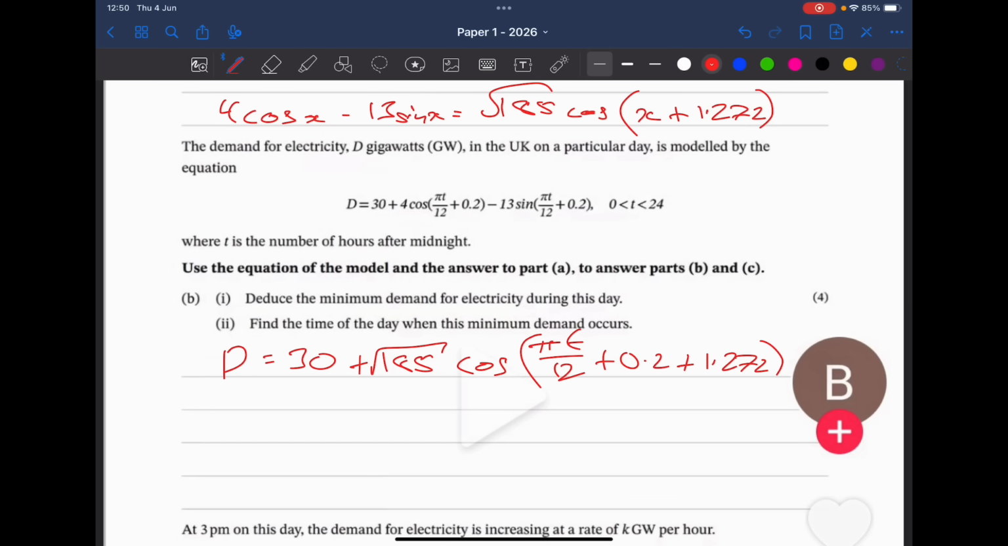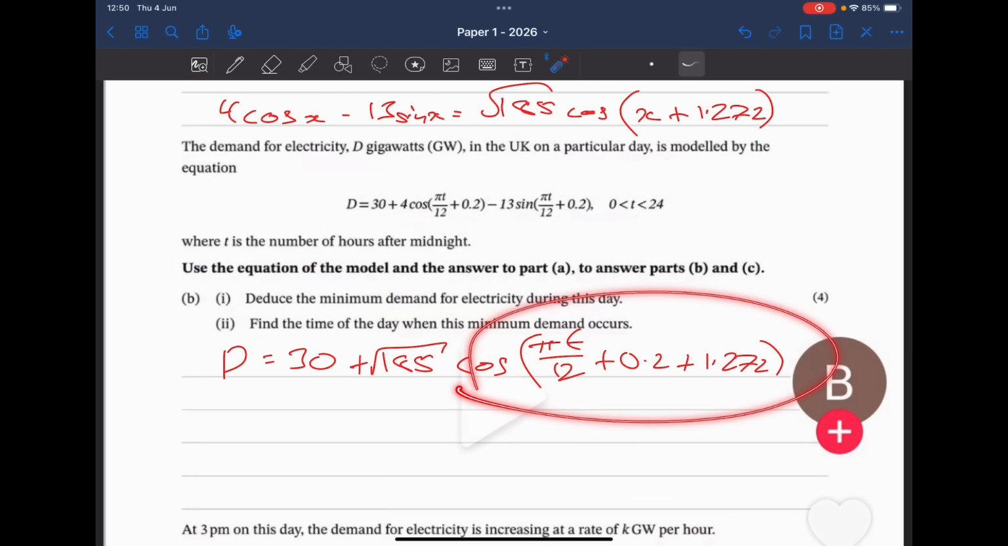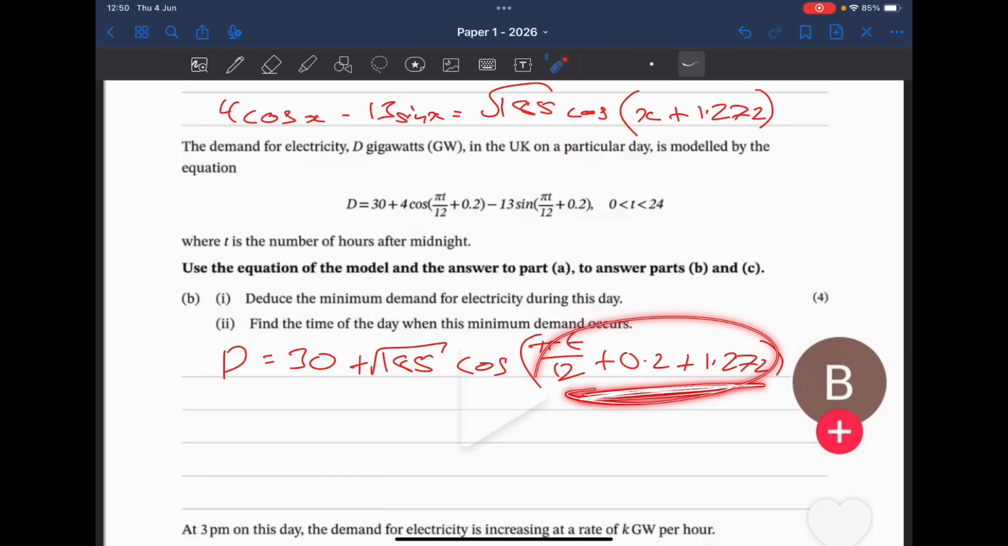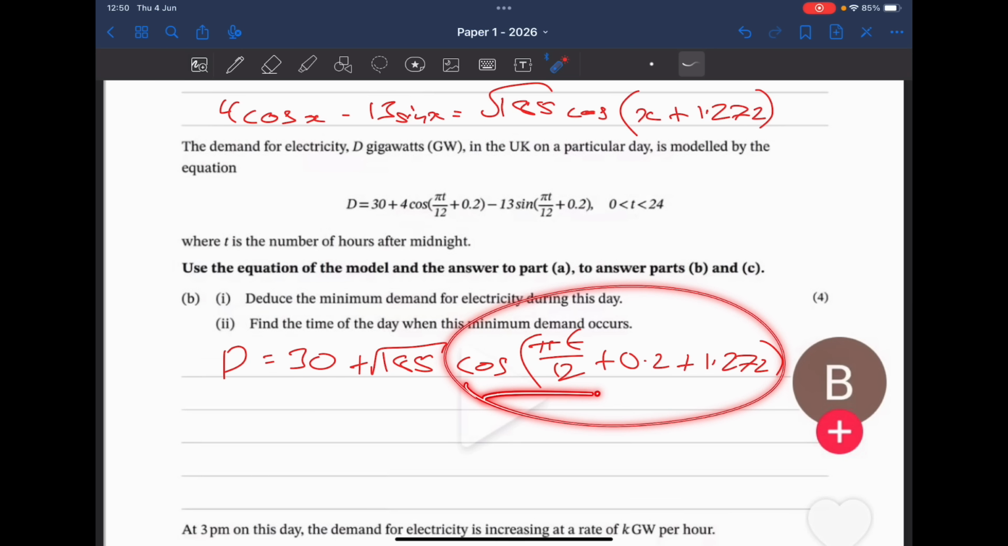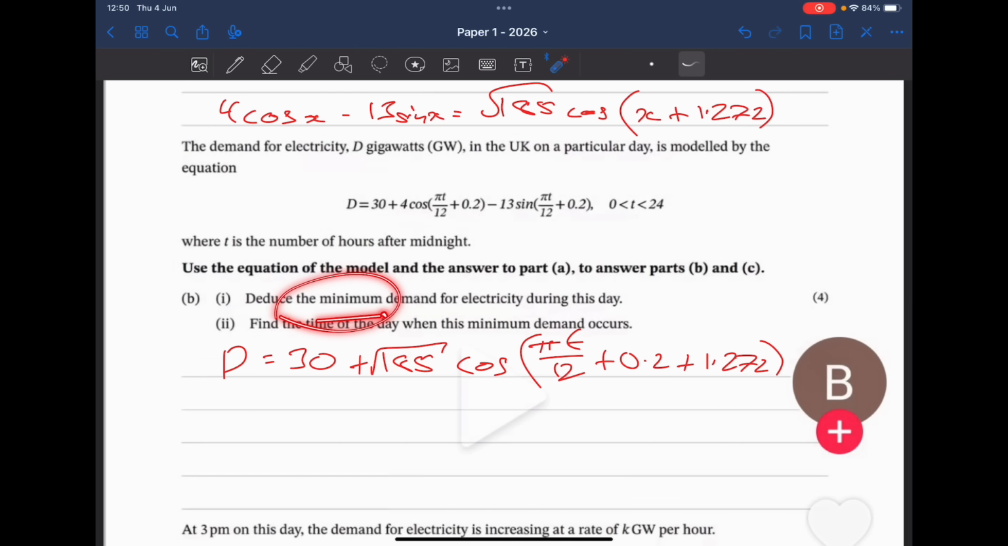We want to find the minimum demand, whatever it is. No matter what's going on in here, all this faff doesn't change the fact that cos is never bigger than 1 or smaller than minus 1, that's the smallest thing it can be. So this is going to be the smallest possible, minus root 185. So our d min is going to be 30 minus the square root of 185. The max would be just with the plus in there.